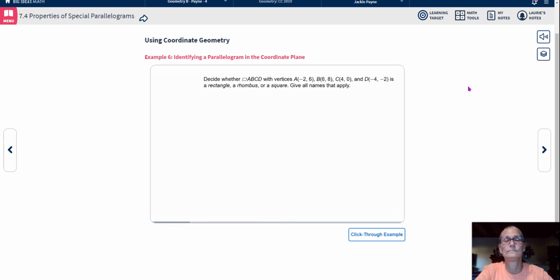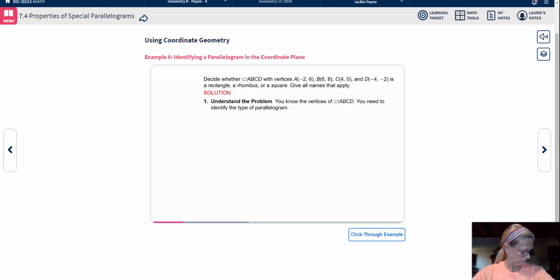Decide whether parallelogram ABCD with vertices A(-2, 6), B(6, 8), C(4, 0), and D(-4, -2) is a rectangle, a rhombus, or a square? Give all names that apply. Solution. Step 1. Understand the problem. You know the vertices of parallelogram ABCD. You need to identify the type of parallelogram.